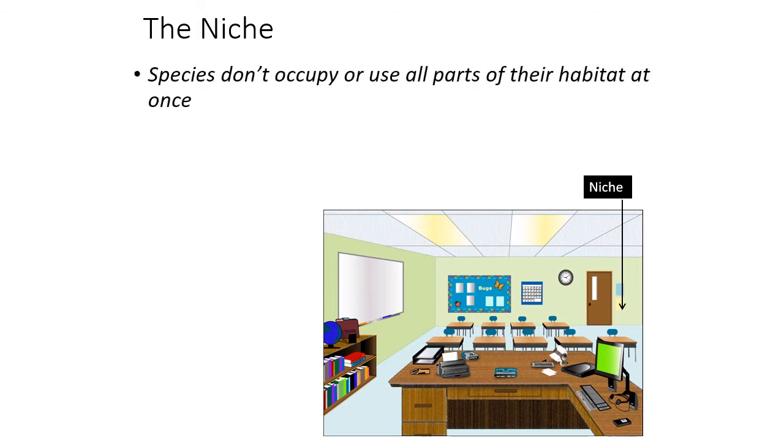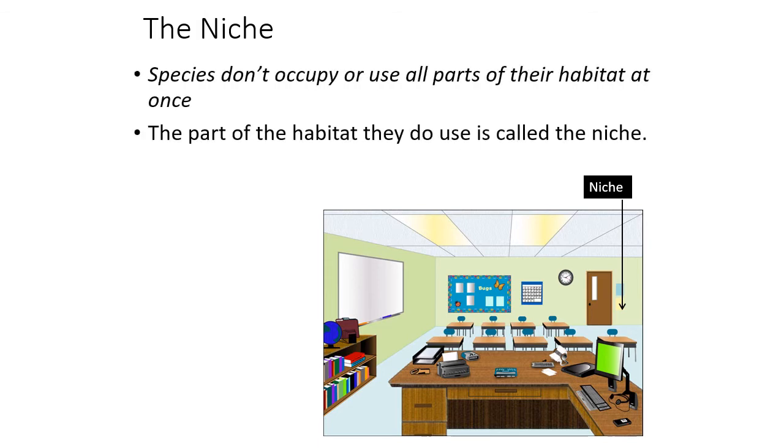Species don't use or occupy all of the parts of their habitat at once. The part that we do use is called the niche. The expected niche is where we expect organisms to show up. For students, the expected niche is any of these seats. They can sit anywhere in these seats and get the same quality education. They can survive in these ranges, which we'll talk about in the next slide. The realized seat, though, is where they actually show up.